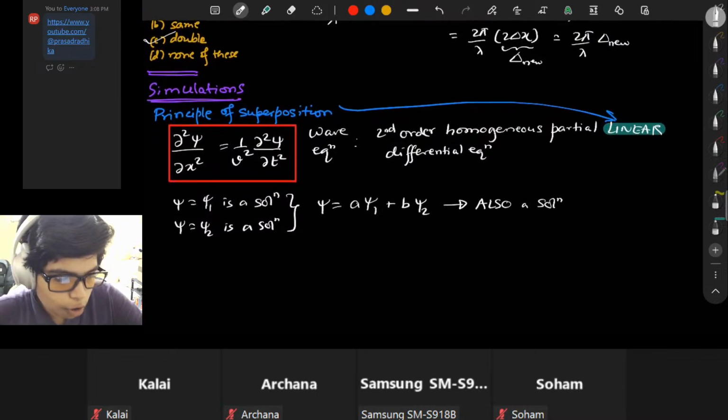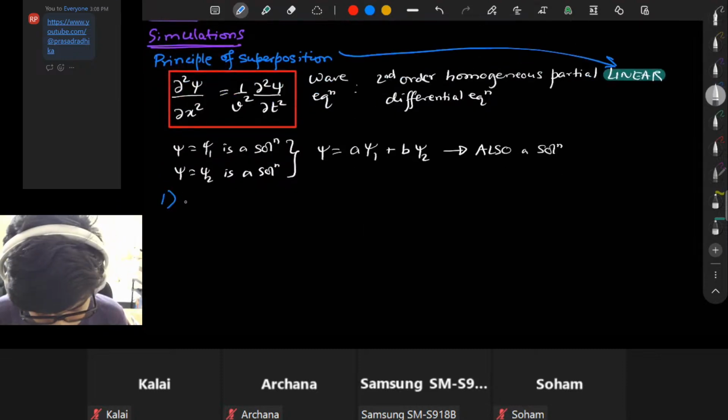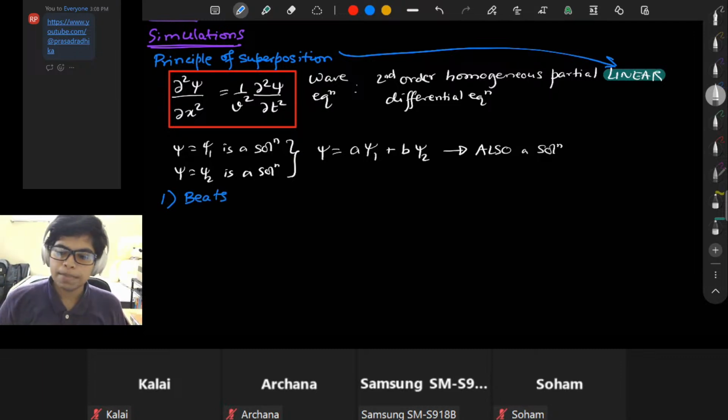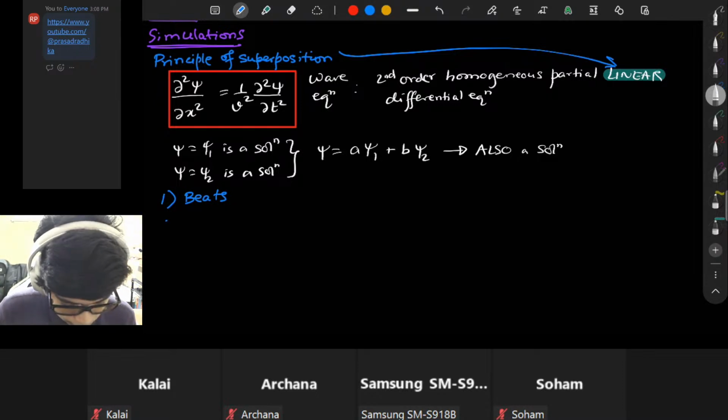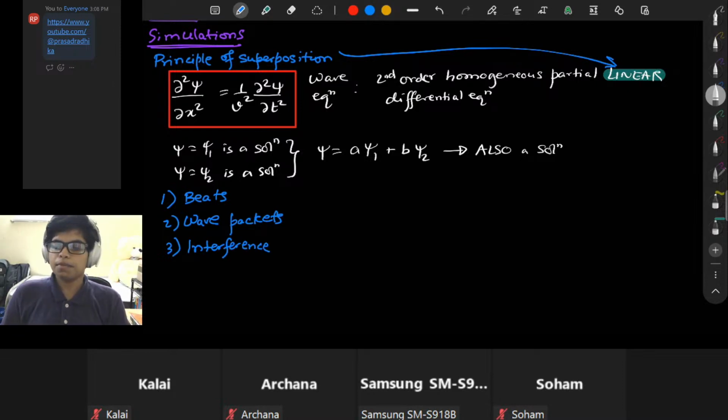And some of the applications of this principle of superposition would be as follows. You would use this to study beats. Beats not as in what you play with the drums or percussion instruments, but this is a different kind of beats that you hear acoustically. I will explain that. The second aspect is study of wave packets. And the third important application of this principle of superposition is interference. You must have studied Young's double slit experiment in class 12. That is known as the interference effect, and that is a result of this principle of superposition.